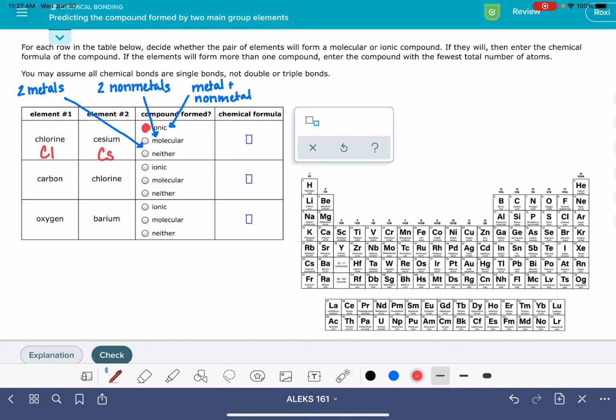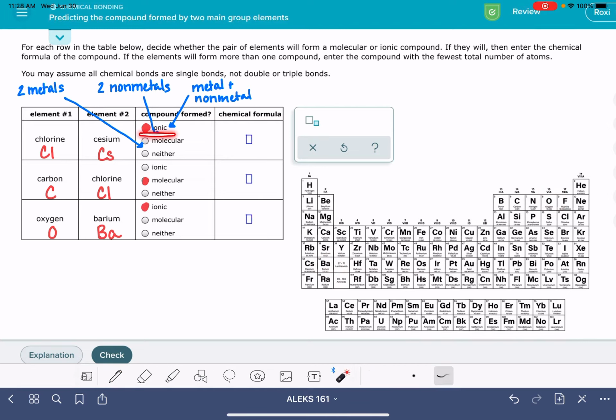So this is a metal plus a non-metal, which means that this is going to be an ionic compound. For our next example, we have carbon and chlorine. Carbon is right here, chlorine is right here. There's that line. Both carbon and chlorine are on the same side. They are both non-metals. That means this is going to be a molecular compound. And our last one, we have oxygen with barium. Oxygen is a non-metal, barium is a metal, so this is another example of an ionic compound.